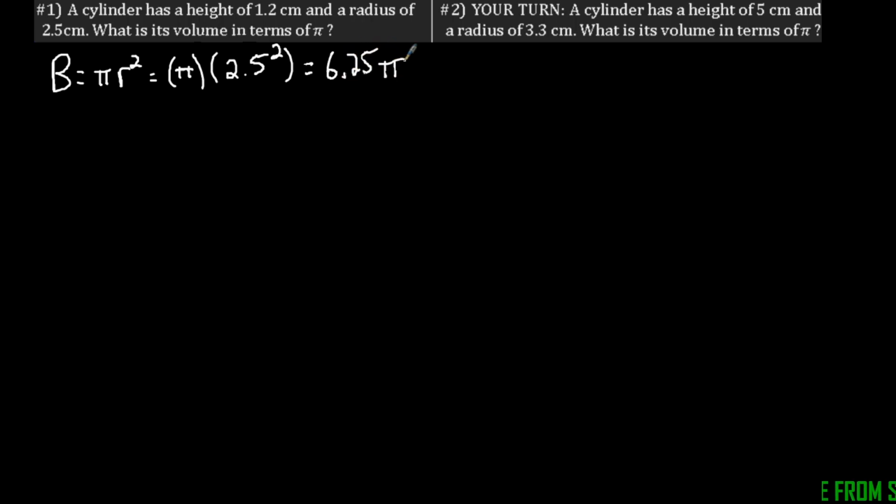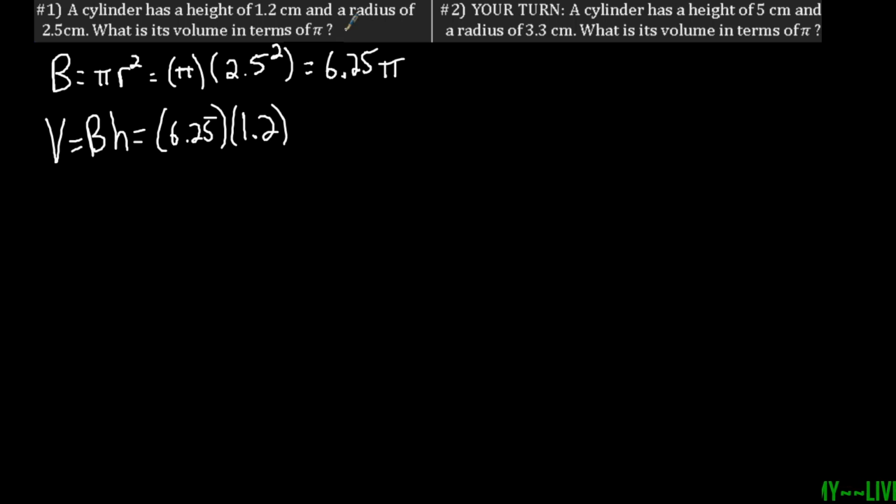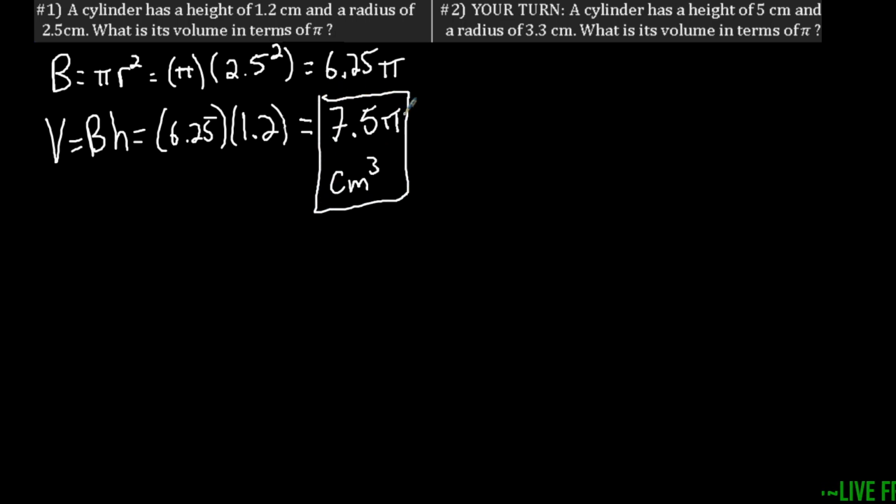6.25 times pi. Now our volume is going to be the area of the base times the height. So we're going to do 6.25 times our height, which is 1.2. When we multiply that out, that's going to be equal to 7.5. So this is going to be equal to 7.5 times pi, centimeters to the third power. Just make sure that you leave it as pi.